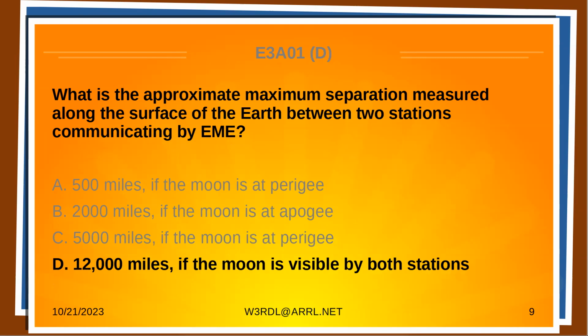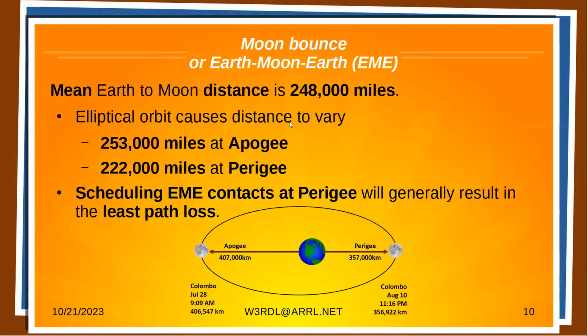Right. Is about 12. Okay, the mean Earth-moon distance is 248,000, but it varies from 253 to 222. It's farthest at what they call apogee and is closest at perigee. So obviously you have less loss when the moon is at perigee because the distance is shorter.